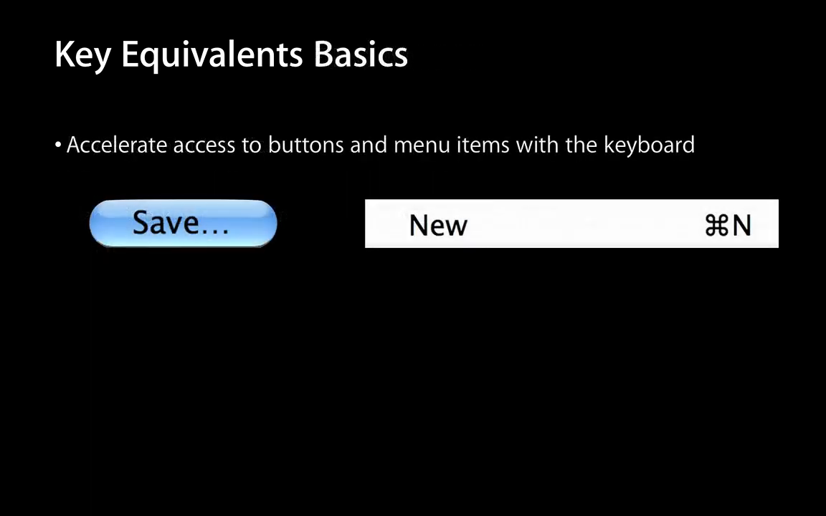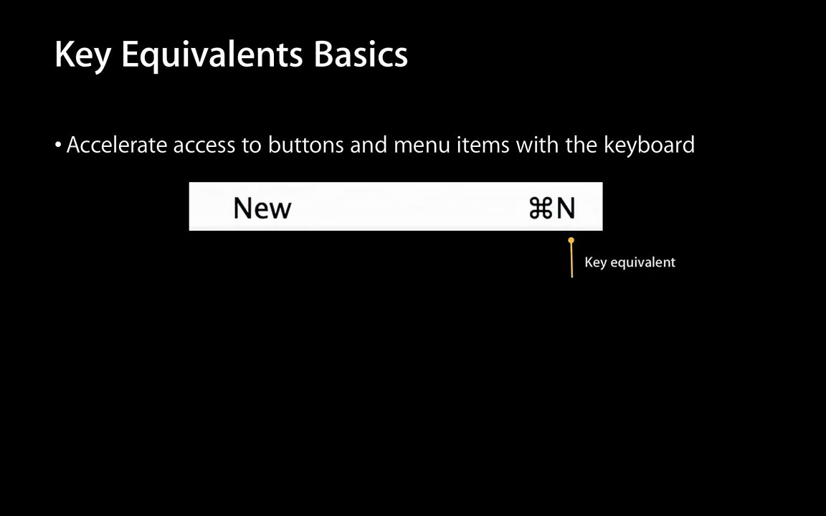So, key equivalent basics. Well, key equivalents are there to accelerate access to commonly used menu items and buttons via the keyboard. So here we see the save button, which has a key equivalent of return, which is why it's showing blue. And we have the new menu item, which has a key equivalent of Command N, of course. And it's the same API on NSButton and NSMenuItem, but most key equivalents are on menu items.